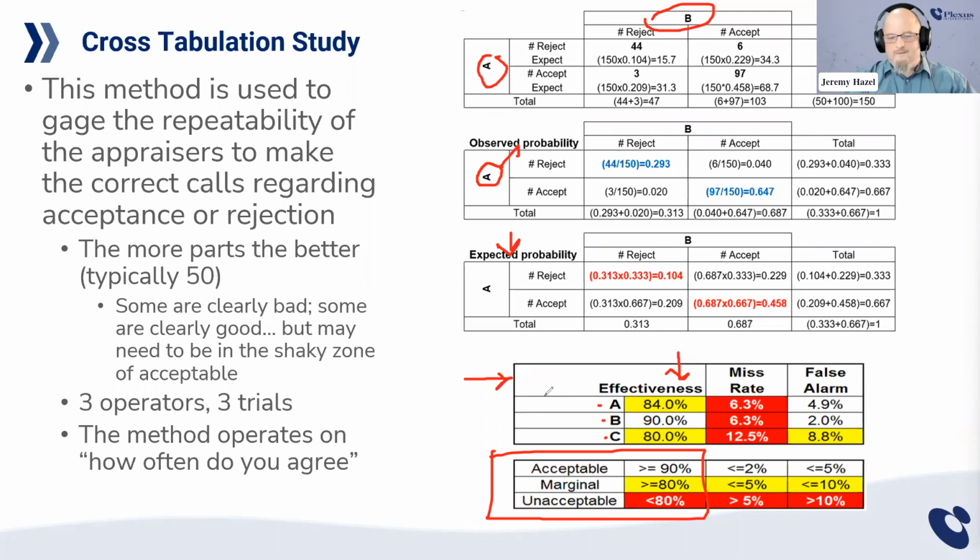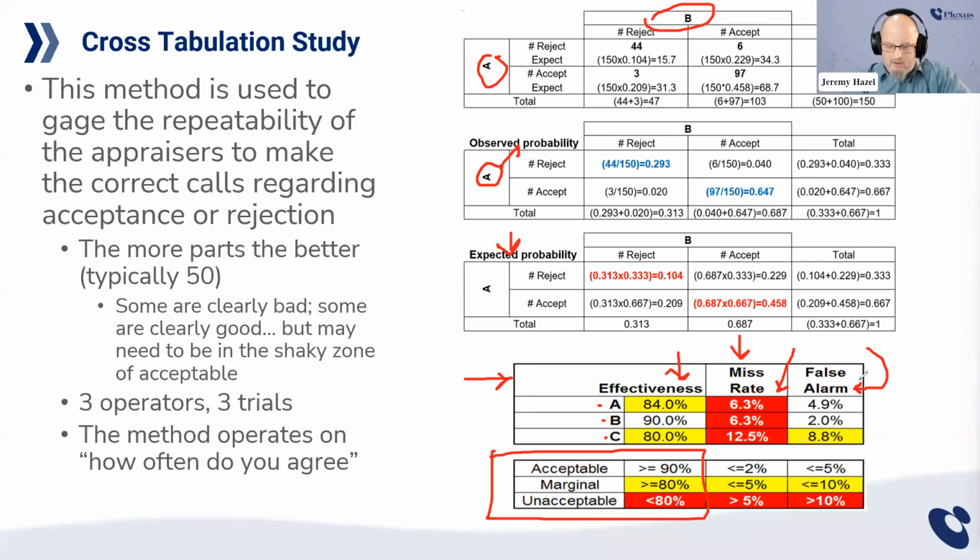And the thing that is very, very valuable, the gold, if you will, in this method is right here. This will calculate your miss rate. This is the number of times that it was a non-conforming part for you, but the operators put it in the box. Represented as a percentage, obviously. And right here, this is the false alarm. This is when they rejected the part and they put it in the scrap bin, even though by whatever standard you judge the 50 on, they were considered good.